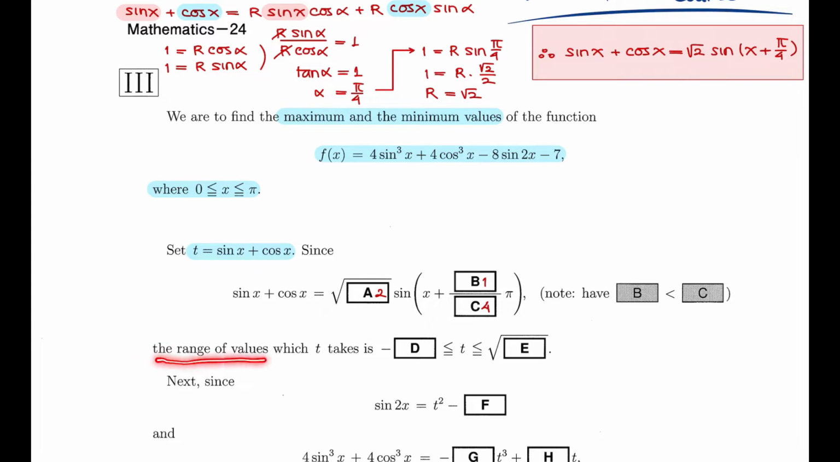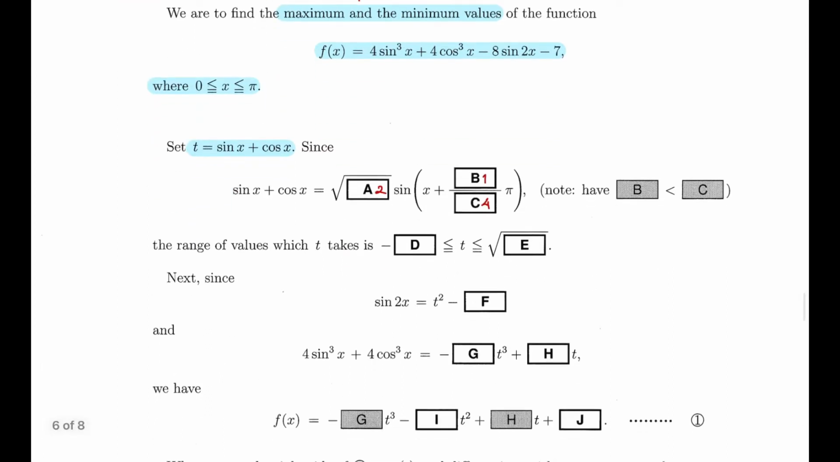And then the range of values which t takes. What is the range of values of t? T is sin x plus cos x, which is also square root 2 sin x plus pi over 4. So for the second question, I can say that t equals square root of 2 sin x plus pi over 4.